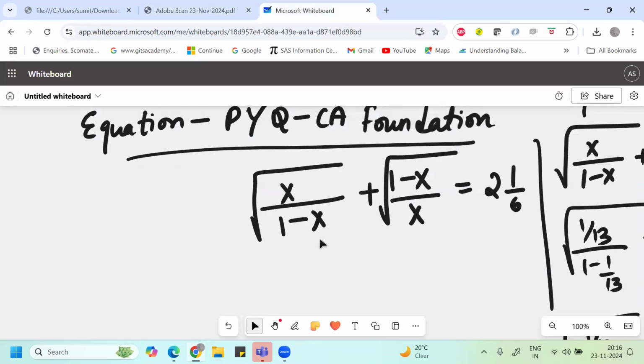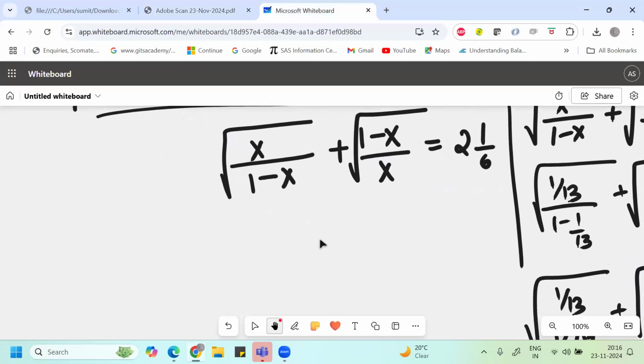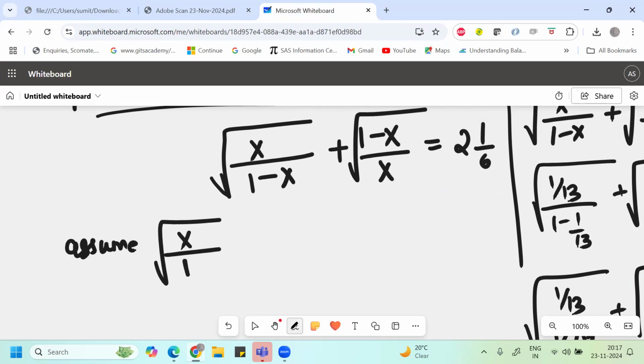Okay, now what is the way of doing this question? The same question used to come in the CAT exam and many other competitive management exams. At that time, many exams didn't have options. So the approach I teach my students, how they can solve this question without options, is that, okay, let me assume root of x by 1 minus x as a. Can I assume like this?